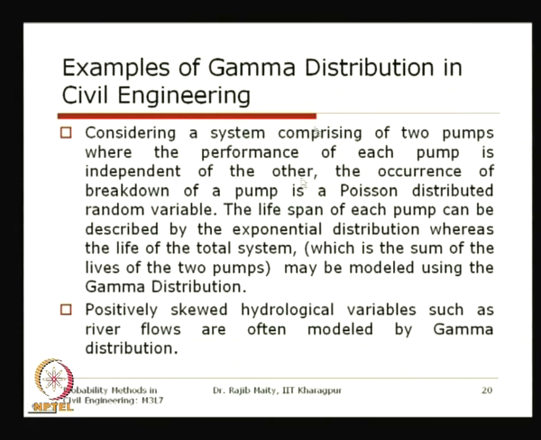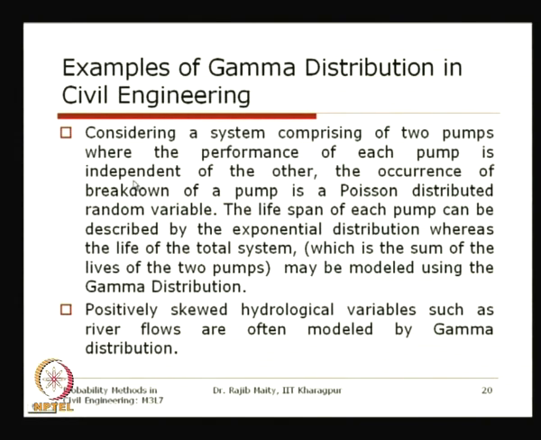Then in every such case you can think of this gamma distribution. One such example is the example of the 2 pump system. In a system, 2 different pumps are used. Not only 2, it can be more than 2 as well, it will be just the summation. Now, these pumps are operating independently of each other.